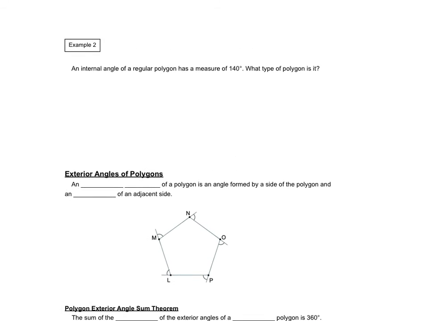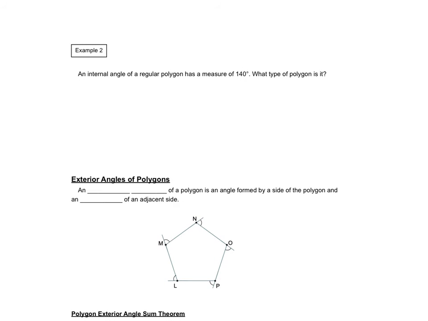Now continuing on with another example here. It says the internal angle of a regular polygon has a measure of 140 degrees. What type of polygon is it? So now we're using the internal angle to turn around and try to figure out what kind of polygon we have. So what we have here is we know that something is going to equal 140 degrees.